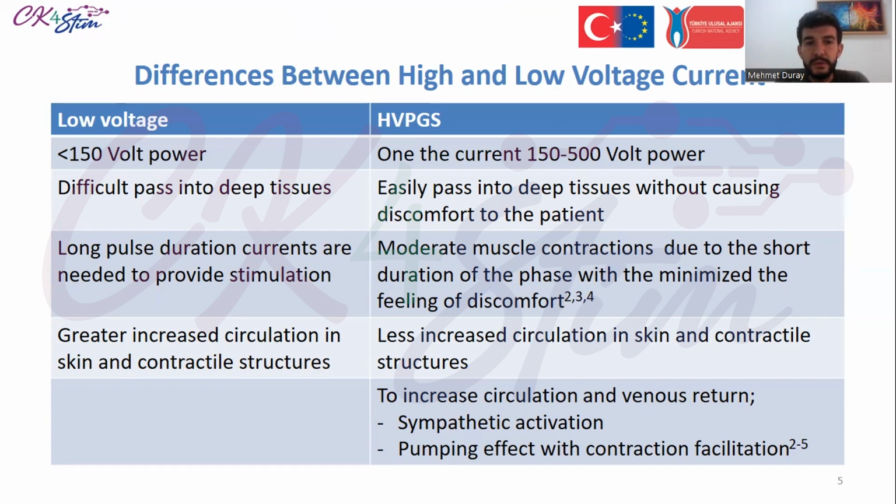Low voltage current increases circulation in skin and contractile structures greater than high voltage currents. High voltage pulse galvanic stimulation is used to increase circulation and venous return by stimulating sympathetic activation and a pumping effect with contraction facilitation.